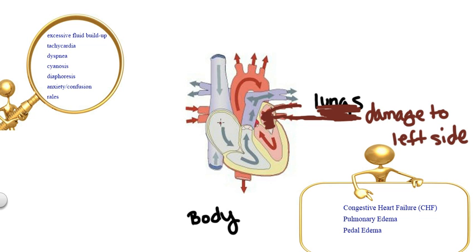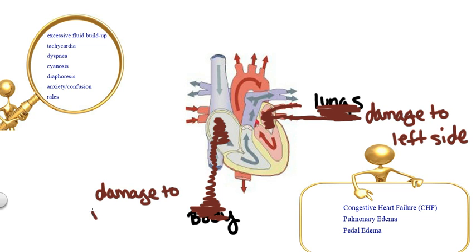Pedal edema occurs when there's damage to the right side of the heart, which may be a result of the damage to the left side. The right side of the heart receives blood from the body and pumps it to the lungs. If the lungs are congested, they can't receive any more blood.